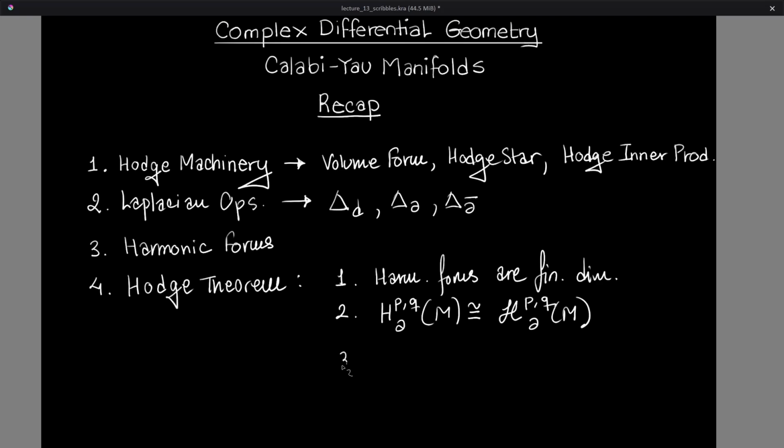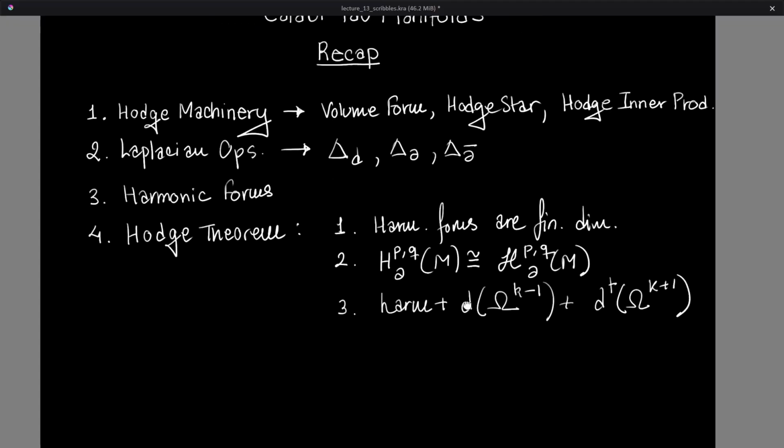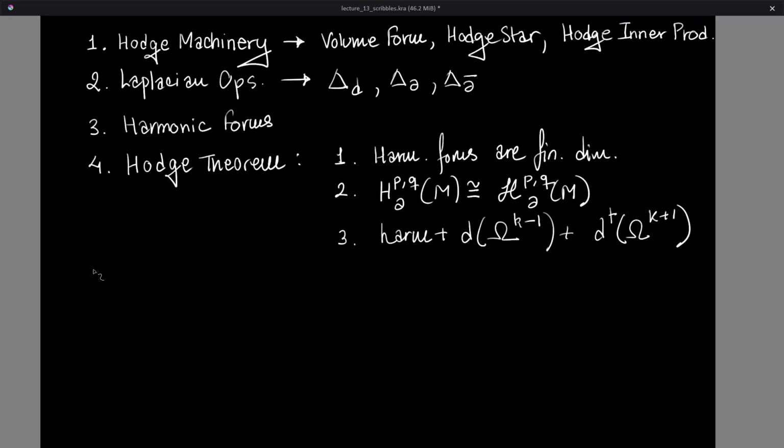And then number three, the Hodge decomposition. The decomposition, let me write it like this. There was a harmonic part plus d of ω^{k-1} plus d† of ω^{k+1}. Something like that, just as a very brief summary. And then we looked at the Kähler identities, which led to the enhanced Hodge theorem.